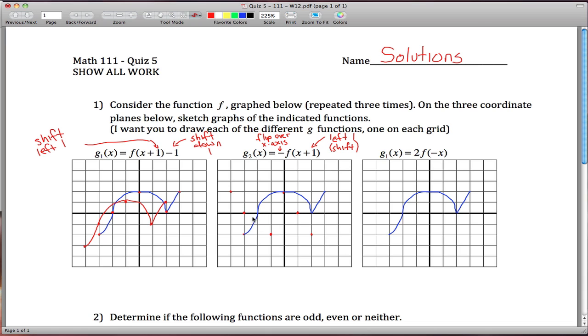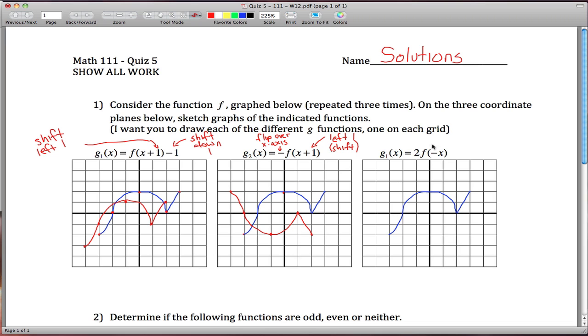Let's see, these 3 make the kind of half circle, so it looks something like that. And then down to here, and then this little tail here goes something like that. Not the greatest drawing, but as long as you're something close to that, you're golden.